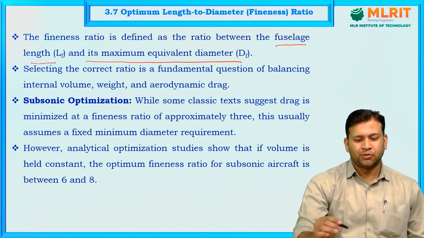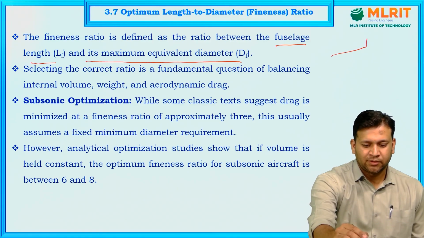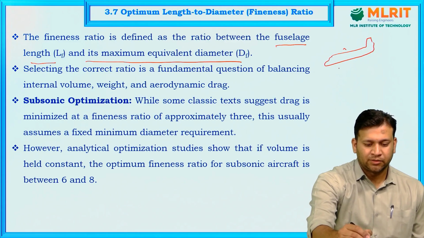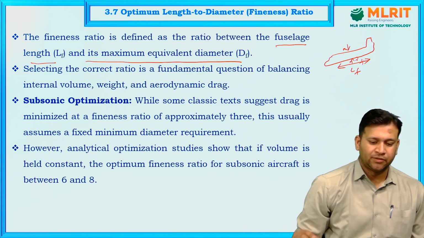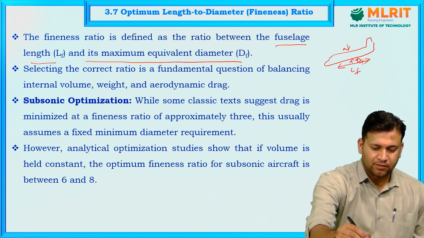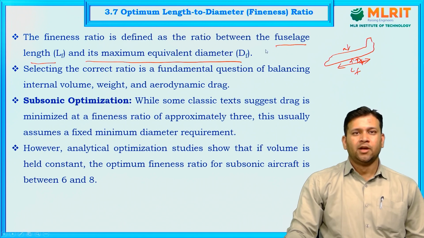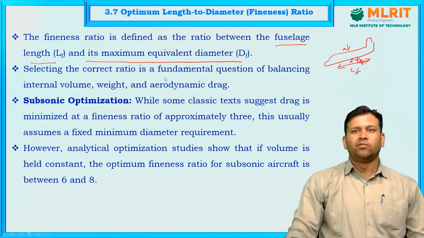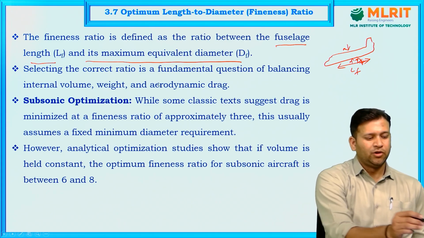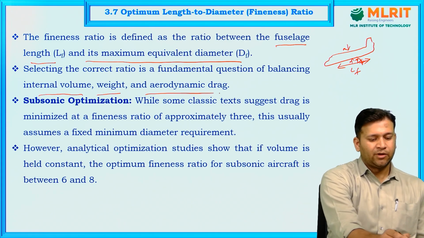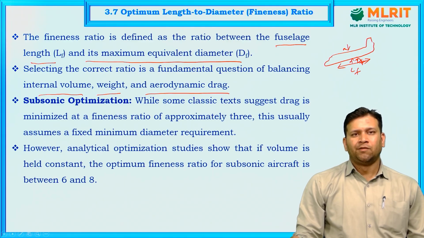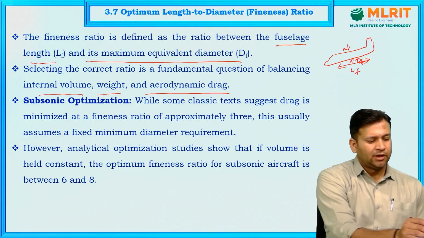This fineness ratio, suppose this is the aircraft, it talks about this length of the fuselage, and this is the diameter of the fuselage. Selecting the correct ratio is a fundamental question of balancing internal volume, weight and aerodynamic drag, right? While designing the fuselage, we have two categories here, subsonic and supersonic.